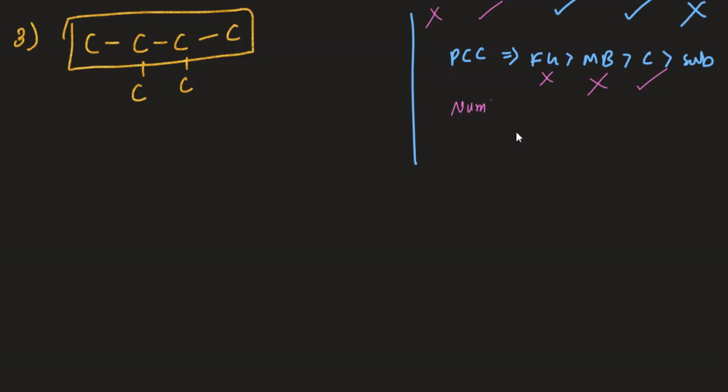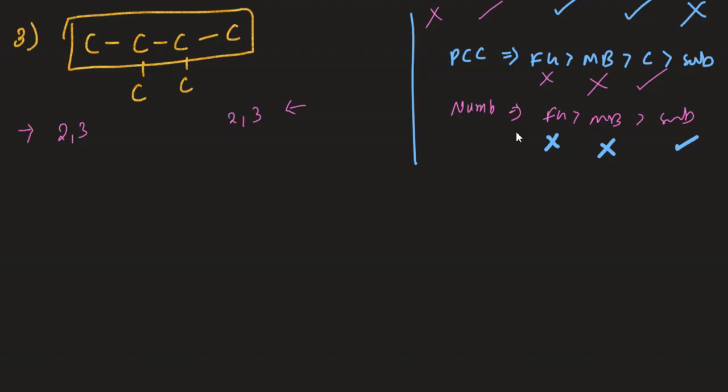Numbering. Okay, what is the order of numbering? Functional group greater than multiple bond greater than substituent, right? So, do you find anywhere functional group in the compound? No. Do you find multiple bond in the compound? No. Then you have to choose according to substituent. If I start from this side, 1 2 3, you will get 2 comma 3 substituent, right? If I start from the other side, 1 2 3, you will also get 2 comma 3 substituent, right? So whenever you get the same substituent locants, 2 comma 3 and 2 comma 3, okay?